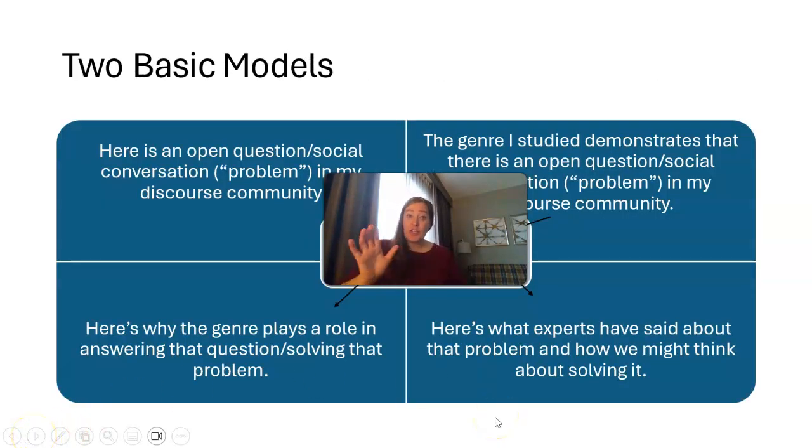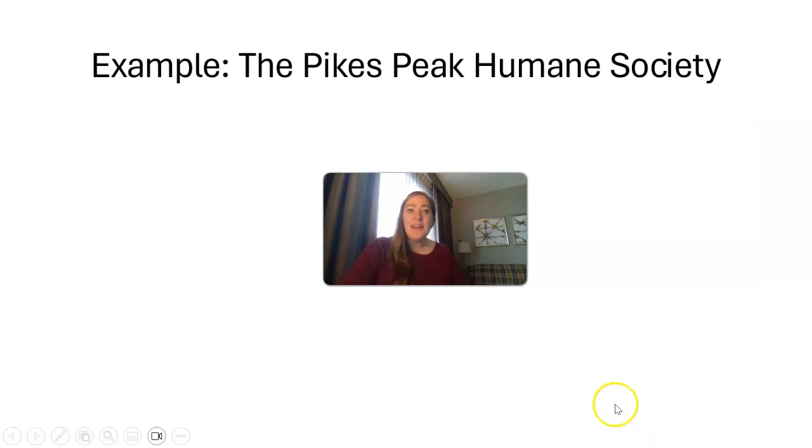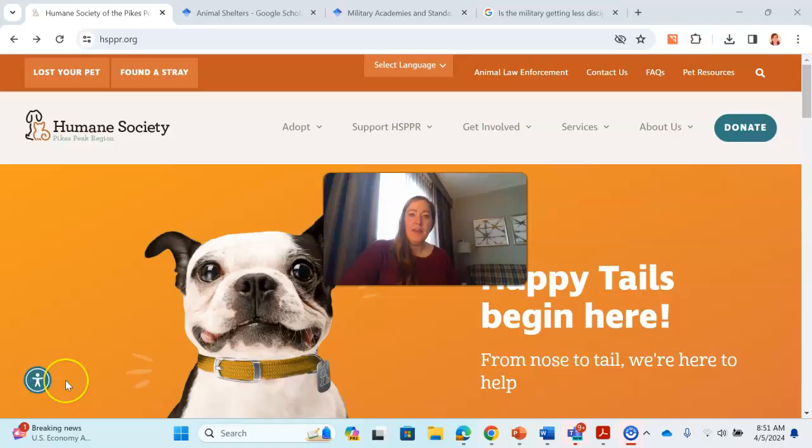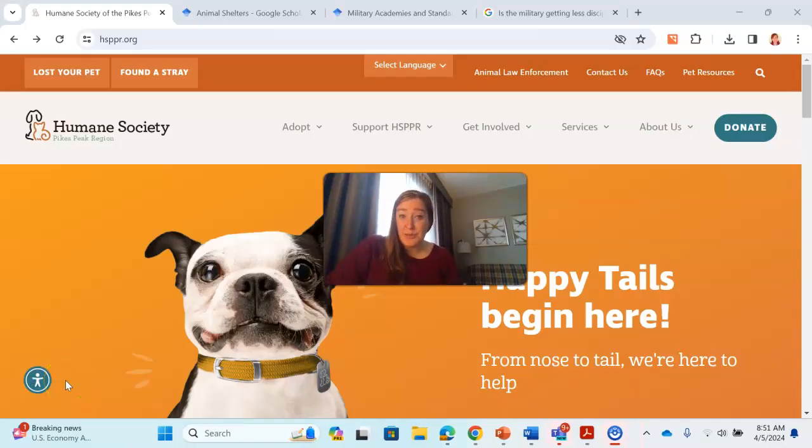So again, remember we had two basic models. In the first, we say, here's an open question or social conversation in my discourse community, and I think the genre that I studied plays a role in answering that question or solving that problem. We're going to start with an example of this. Our example is going to be the Pikes Peak Humane Society. We started this example on Wednesday. So let's imagine that your discourse community was the Pikes Peak Humane Society, and that the genre you studied are the pet adoption pages.